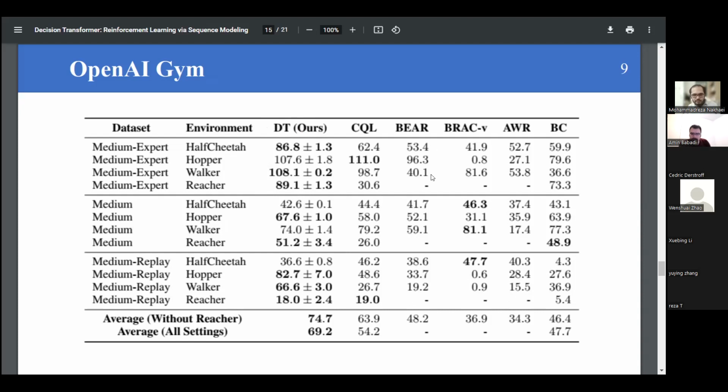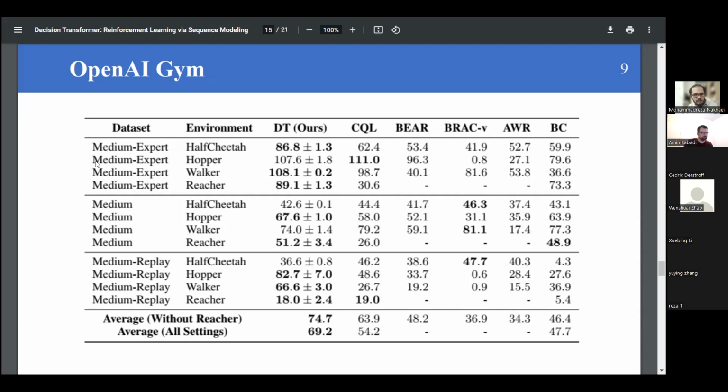If we want to compare the results of decision transformers to other algorithms, we can see that in most cases it outperforms the other algorithms, especially not in the case of medium and medium replay data sets. And in other environments, the performance is acceptable.